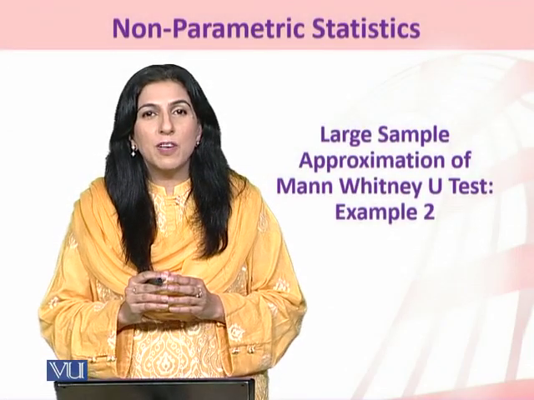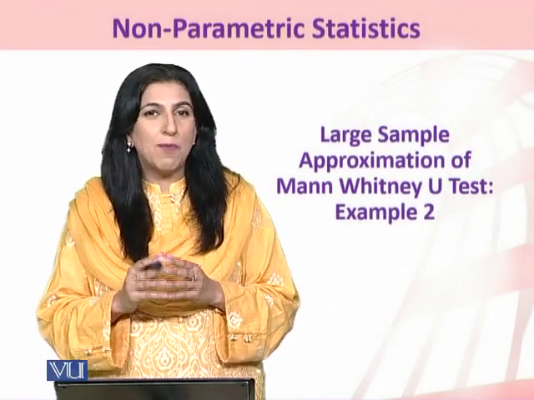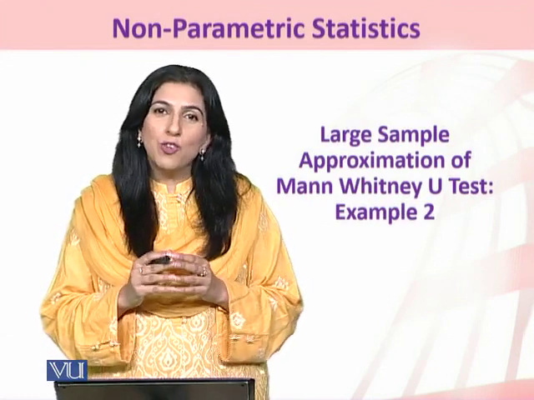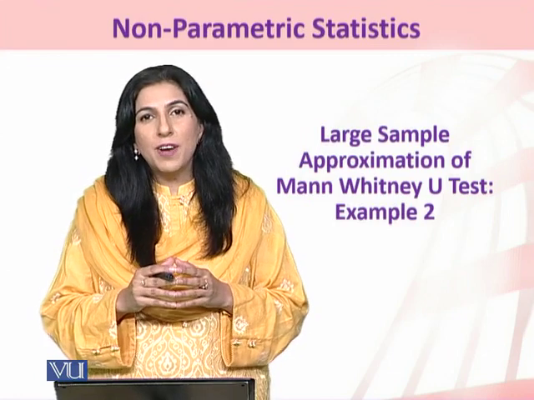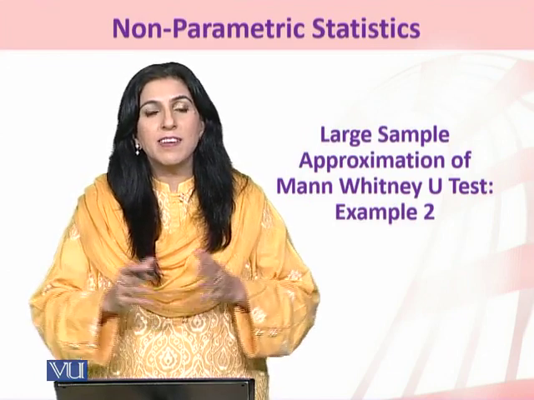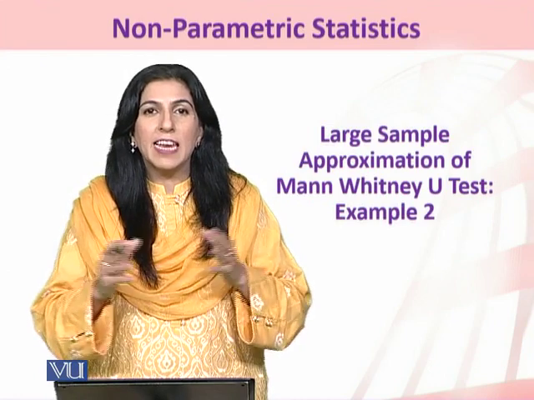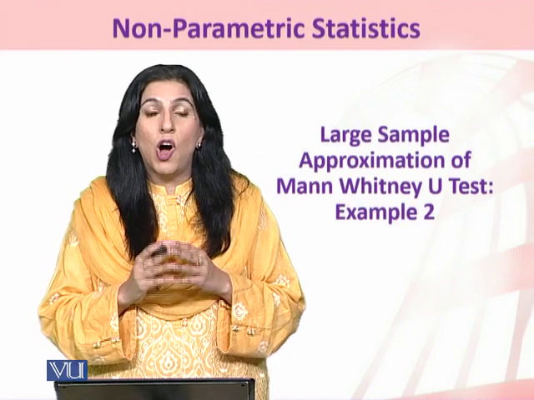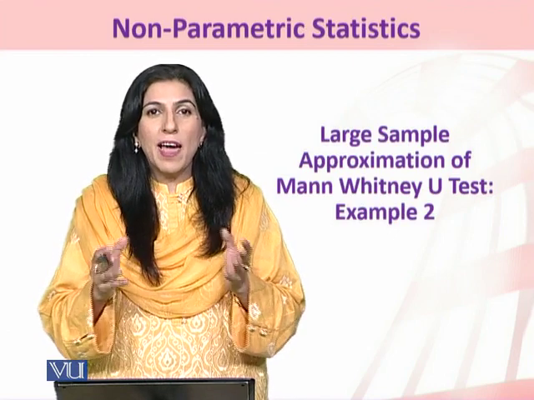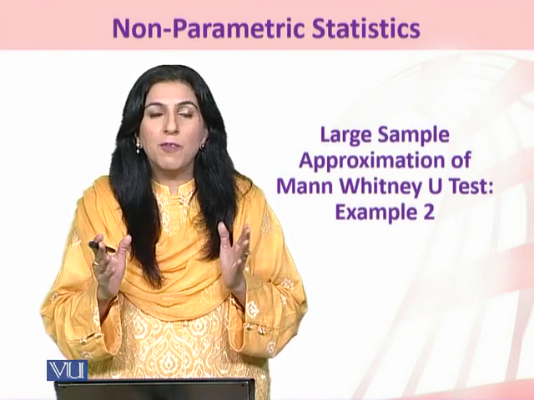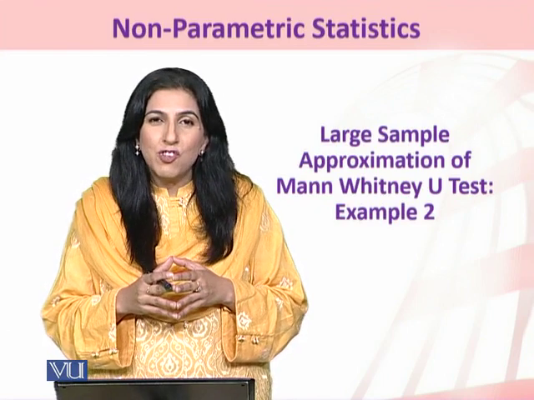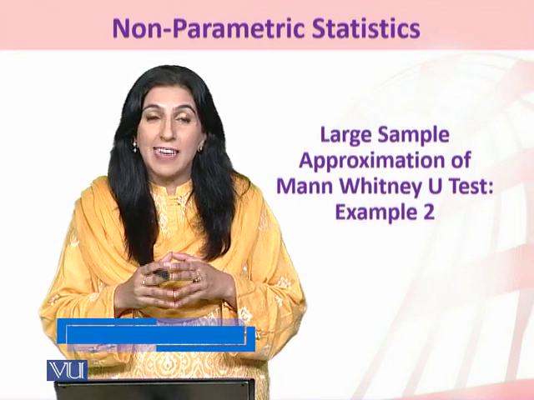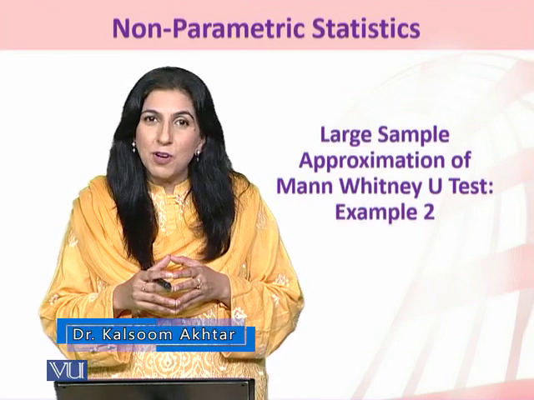The normal approximation for the Mann-Whitney U test is applicable when N1 is greater than 20 or N2 is greater than 20. So students, we have considered an example where we have seen that the normal approximation was applicable onto a data set where we made use of the normal approximation, but we did not consider the ties. Why? Because there were a small number of ties.